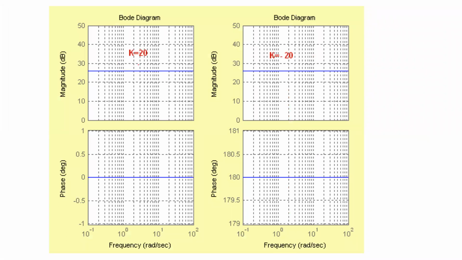If k is positive, you just take 20 log of k. K in this case is 20. Take the log of 20 and multiply by 20 dB. So this is basically what we'll have, and the angle will be 0. If k is negative, this is minus 20. The magnitude will be the same. The problem will be with the angle, which is compensated by the angle of 180.